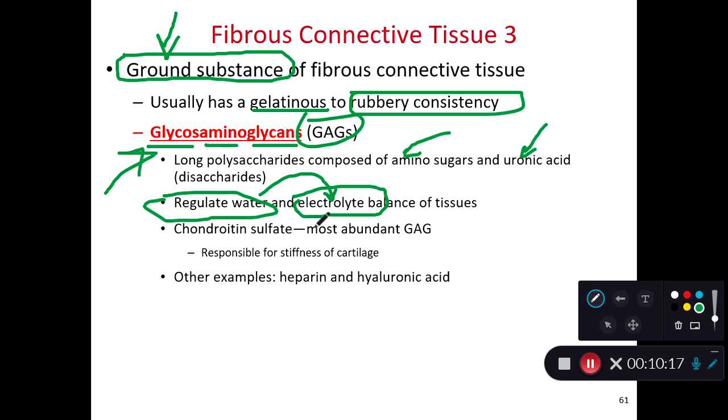Of all the glycosaminoglycans, chondroitin sulfate is by far the most common, and it gives a lot of stiffness to our cartilages. We're also going to find that heparin and hyaluronic acid are also some other examples of GAGs, but I just really want to draw a lot of attention to chondroitin sulfate. That is by far the most common glycosaminoglycan.